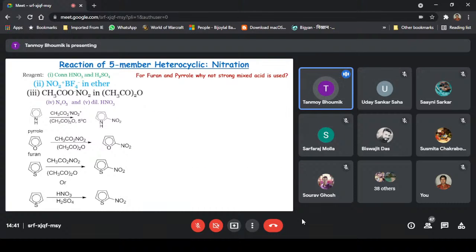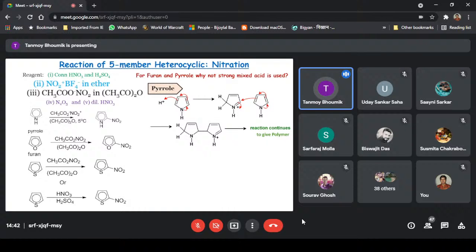So for the furan and pyrrole, a strong mixed acid is not used. For the furan and pyrrole, I already mentioned that strong acid is not required. What happens whenever furan is substituted with only a proton? Ring opening happens in this ring structure, it is conjugated with the H+ ion, and after that it can form a dimerized form.